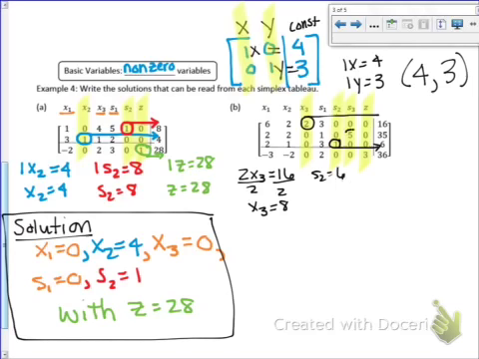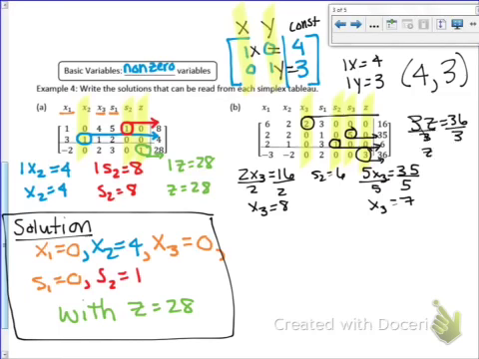The next one is 5S3 is equal to 35. So 5S3 equals 35. Once again, same idea, you've got to get S3 by itself, so S3 is actually 7. Alright, and then you have 3Z equals 36. Divide by that 3, and Z equals 12. And then you just have to write your final solution.